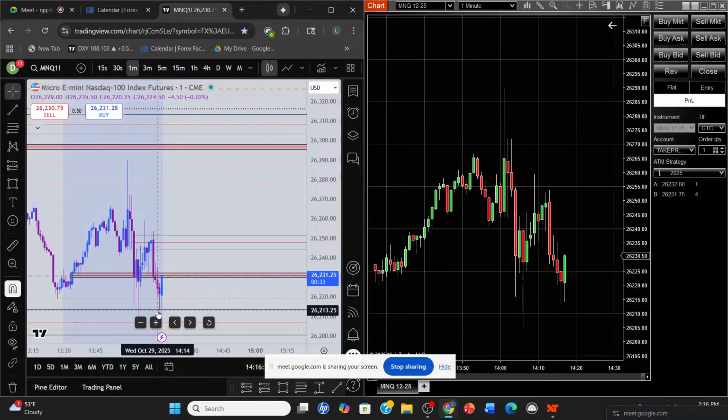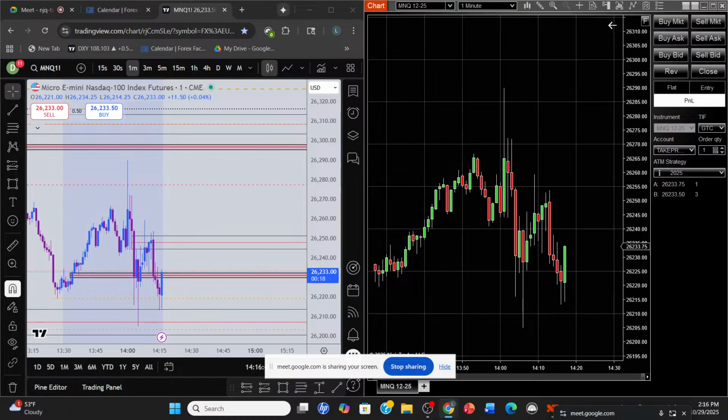Hit the fair value gap, great reaction, right? But like I said, nothing right now. I gotta wait. Gotta be patient. Patience is key. Patience will save you from losses. That's what patience will do.